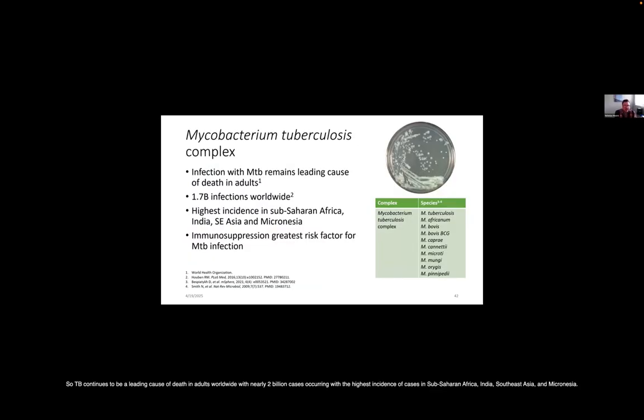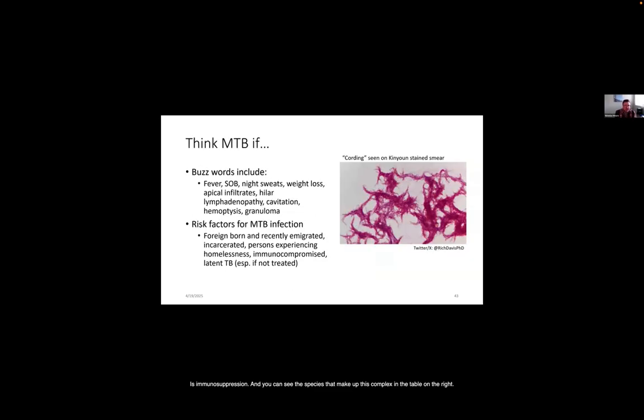So TB continues to be a leading cause of death in adults worldwide, with nearly 2 billion cases occurring, with the highest incidence of cases in sub-Saharan Africa, India, Southeast Asia, and Micronesia. And by far the greatest risk factor for developing infection with a member of the Mycobacterium tuberculosis complex is immunosuppression. And you can see the species that make up this complex in the table on the right. So it's really important to think about MTB when you see buzzwords such as fever, shortness of breath, night sweats, and others.